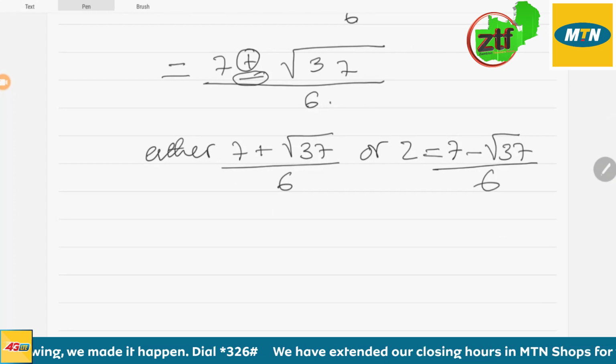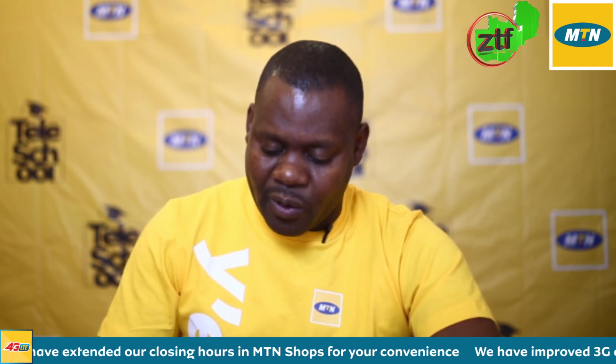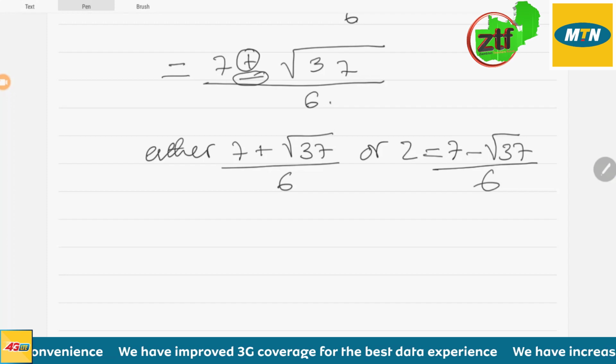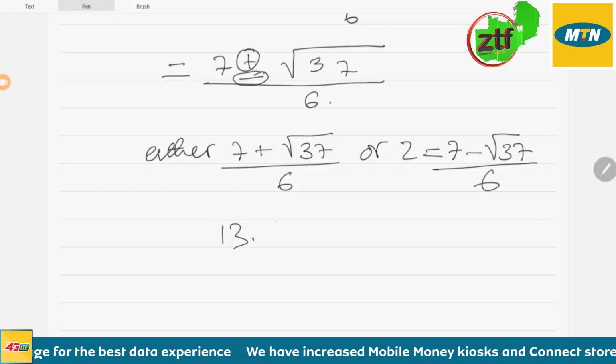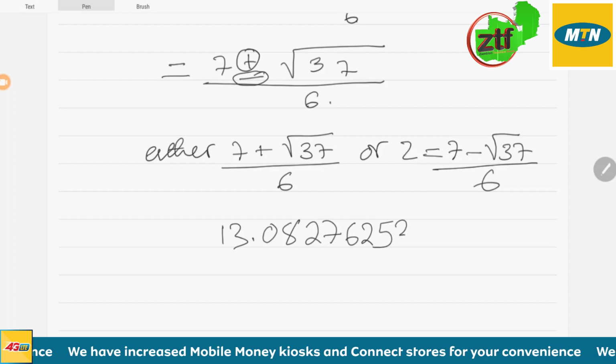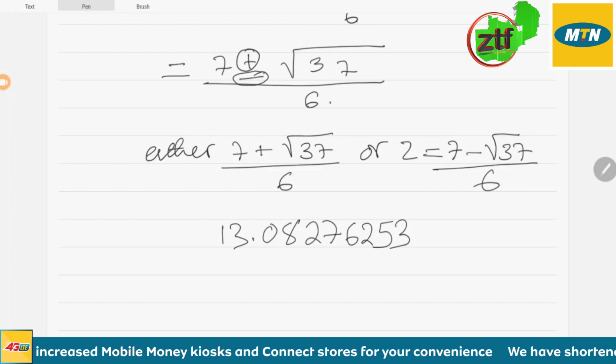By the way, you need to be mindful that this paper is a calculator version paper, so calculators are allowed to be used. So if you say 7 plus the square root of 37, you have the whole answer 13.08276253. It's important that you do not round off any figure at this level, because if you round off anything at this level, you are going to have some problems in terms of your answer.